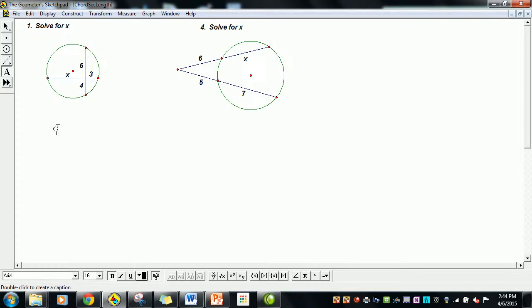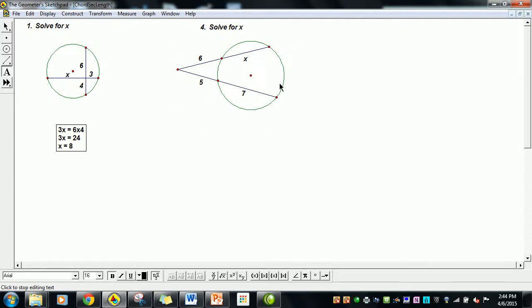So I'm going to use the chord rule to get 3 times x, piece times piece, equals the product of the pieces of the other chord. Or 3x equals, when I multiply 6 by 4, which means x is 8. So this length here would be 8 centimeters, or 8 inches, or 8 feet, or 8 units.